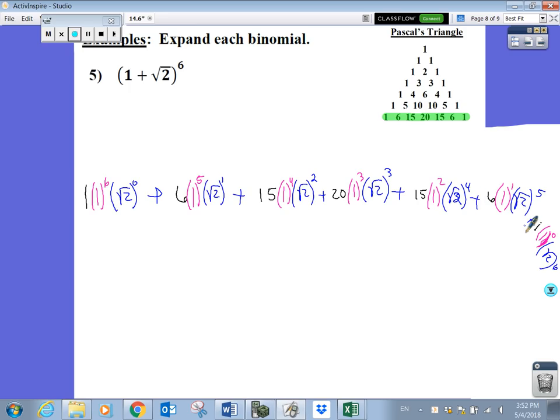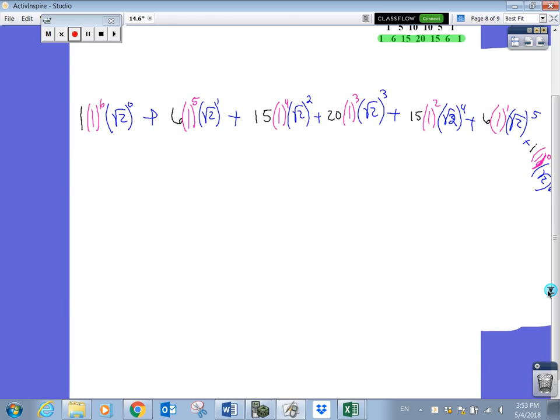All right, so it's not a calculator problem. We don't need a calculator for this. We just got to keep track of all of our roots. So 1 times 1 to the 6 times root 2 to the 0, 1, plus. Now we have 6 times 1 times root 2, 6 root 2. There's no minus signs involved, so we don't have to worry about negatives. So 15, the square root of 2 squared is just 2. So 15 times 1 times 2, 30.